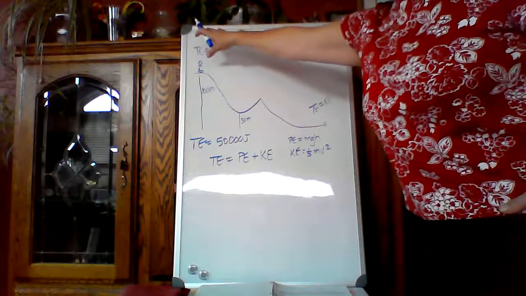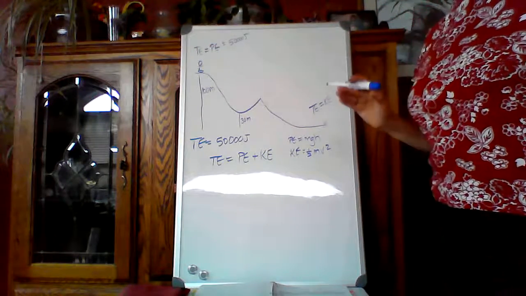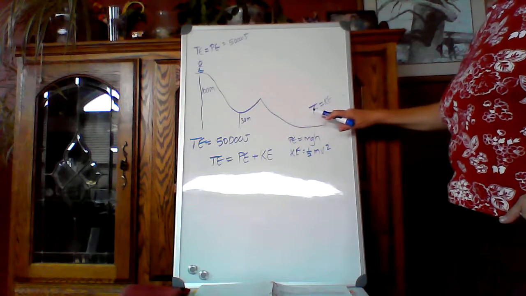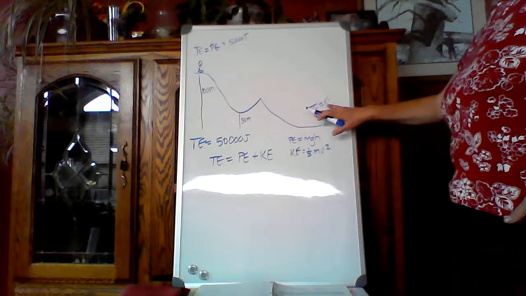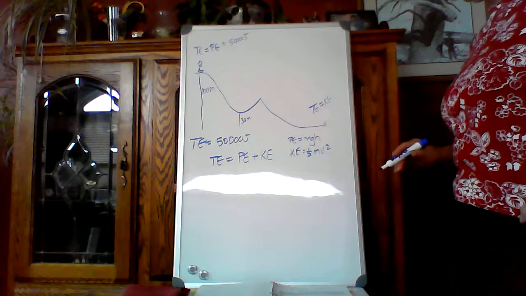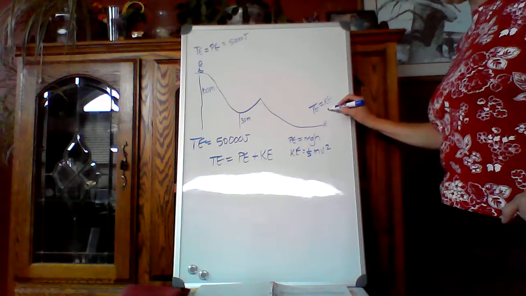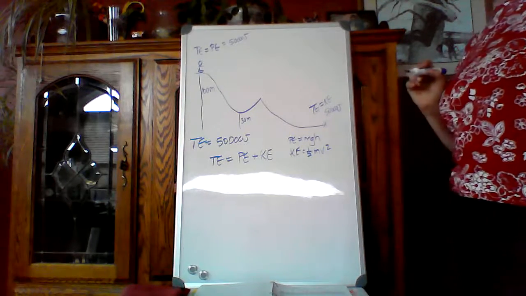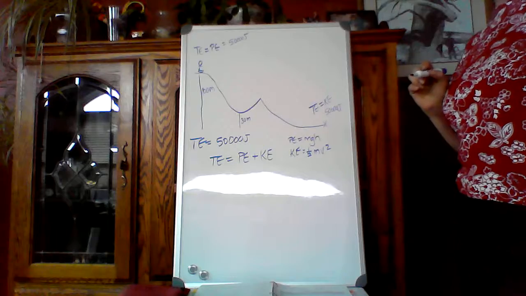So if there's no motion, the total energy equals potential energy. And at the bottom of a motion, when all of it's been converted to velocity, all the energy, the total energy of the system will equal the kinetic energy. So down here, I can say the kinetic energy is 50,000 joules. So what else can I determine?